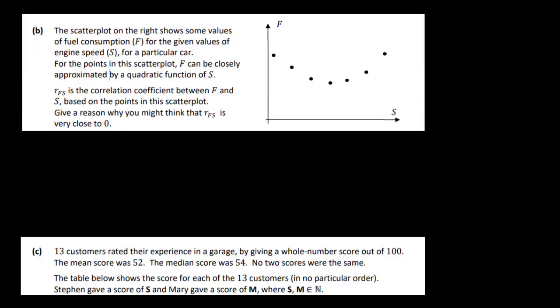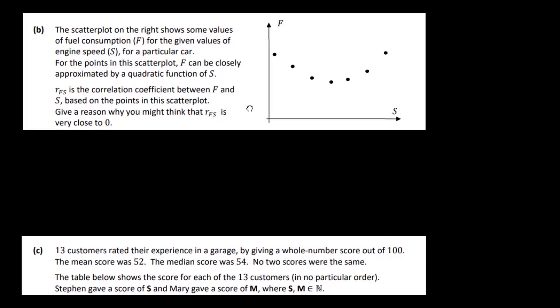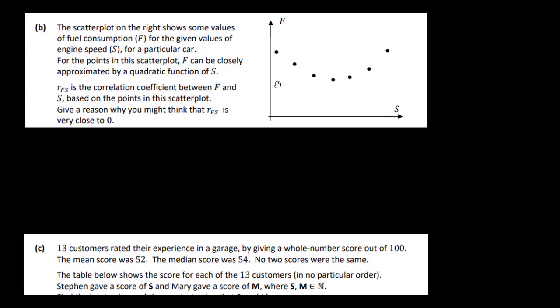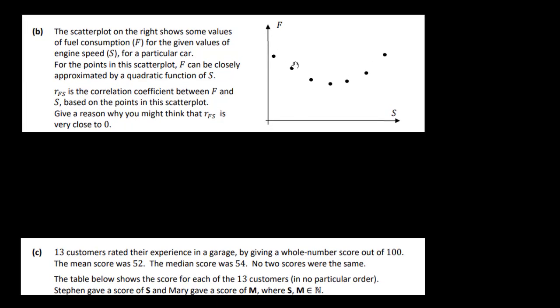Okay, the scatter plot on the right shows some values of fuel consumption F, so that's here, for the given values of engine speed S. So the speed is along here and the fuel consumption is on the y-axis for a particular car. For the points on this scatter plot, F can be closely approximated by a quadratic function. So you can see it's almost a quadratic function here.